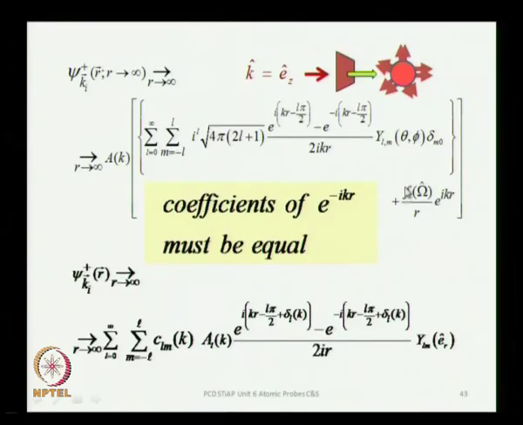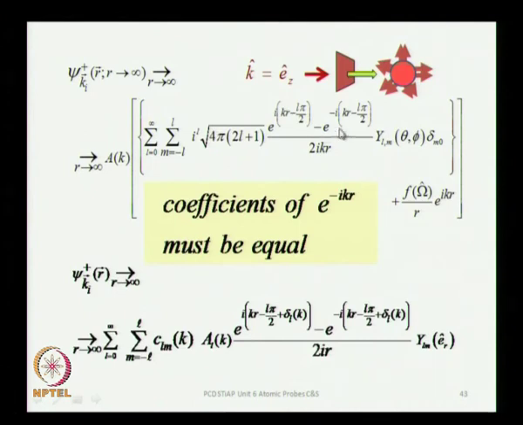So now, this part has got only an outgoing wave. The only thing which has got an ingoing wave is over here, e to the minus i k r. And what is the coefficient of this e to the minus i k r? What will go into this coefficient? i to the l will go in, root of 4 pi (2l plus 1) will go in, then e to the plus i l pi by 2 will go in, this Y_lm will go in, right, and this Kronecker delta will also go in, right.